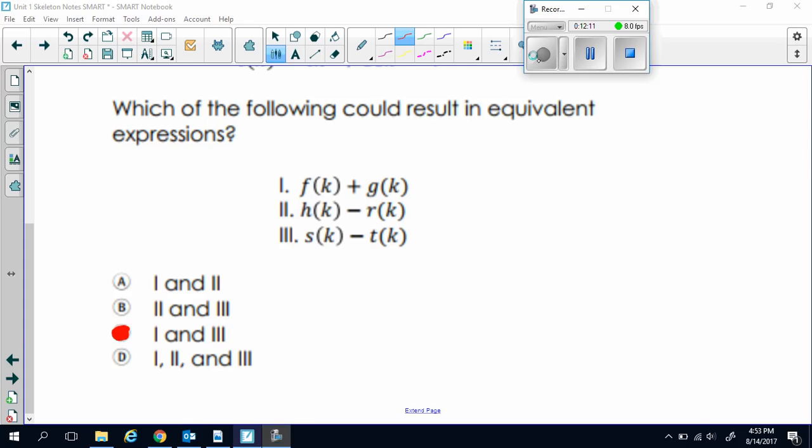Okay, so the correct answer was C. They're basically asking, when are they equivalent? Equivalent just means when are they equal? So test them all out, figure out which ones came out the same, and it ended up being number 1 and number 3 when you did the mathematics. All right, so if you have any questions on adding and subtracting polynomial functions, just let me know.